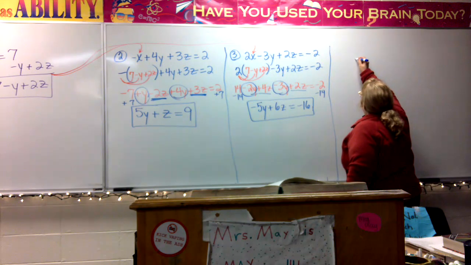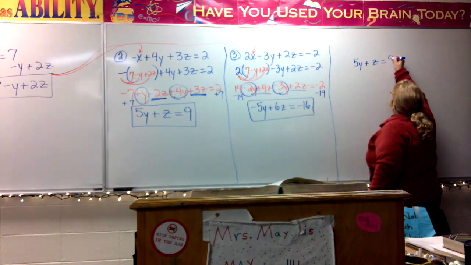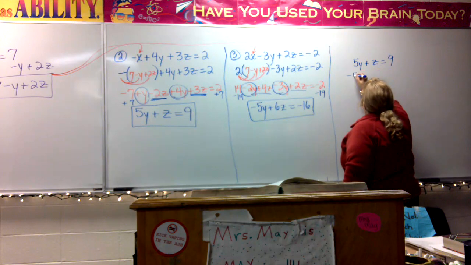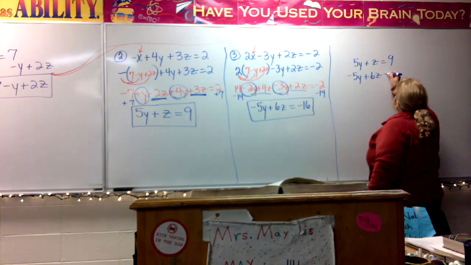I have 5y plus z equals 9. I have -5y plus 6z equals -16.